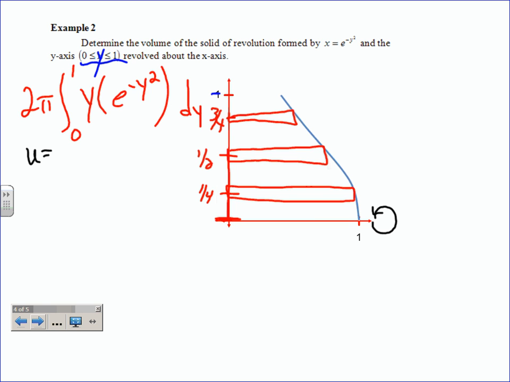So let's go. What's this called again when you have just u and du? Substitution. So u is negative y squared. du is negative 2y dy.